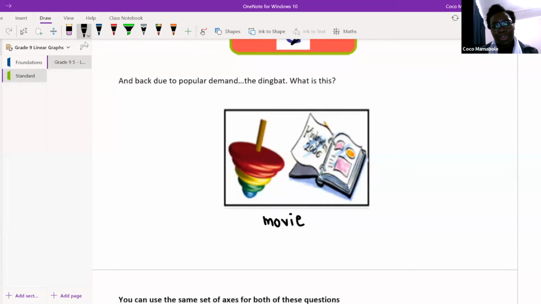It's Toy Story. Yes, this is a toy and this is a storybook. So together they make Toy Story. I don't know how you guys get them so quickly. It took me forever to figure this out. In fact, I cheated. I called Miss J and she told me. So you guys are excellent. You guys are amazing.